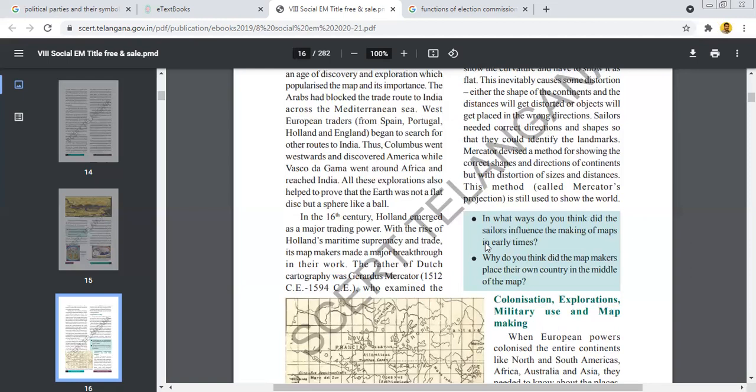Clear? Like that, maps started being prepared, and so many changes came in the preparation of maps. Now we are seeing and using advanced maps. We can find any place, any object on our earth by using the map. Nowadays we are using maps for traveling and for other purposes also. Clear? So we'll discuss the remaining part in the next class.